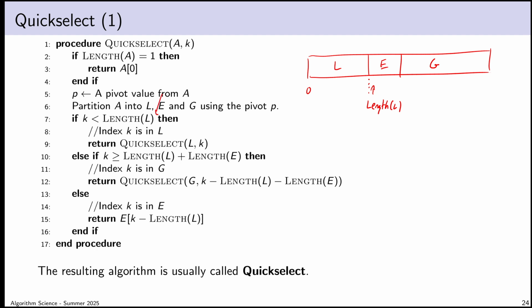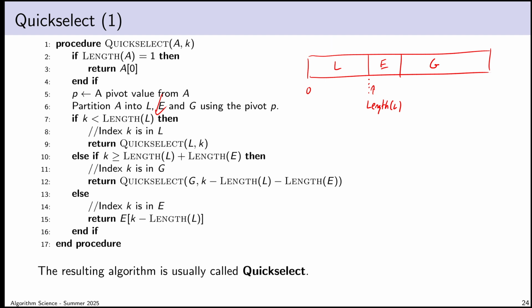So if k is less than length L, that means I have this situation. K is sitting somewhere inside of L, which means all I have to do is select the kth smallest thing in L. So I just recursively call Quickselect with L and k. There's no need to adjust the indices because the thing at index k of the big array will be the thing at index k of L.